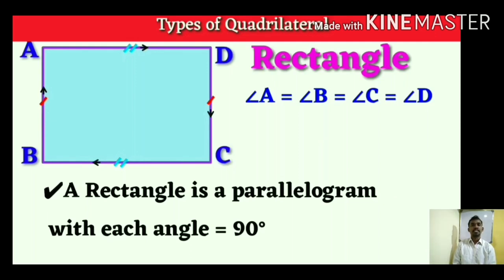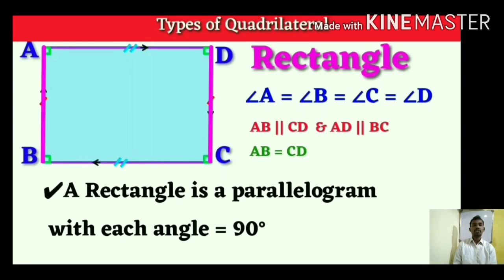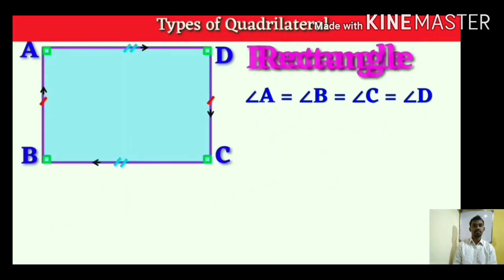As in a parallelogram, opposite sides are parallel and equal. So AB is parallel to CD, AD is parallel to BC. And coming to sides, AB is equal to CD and AD is equal to BC.